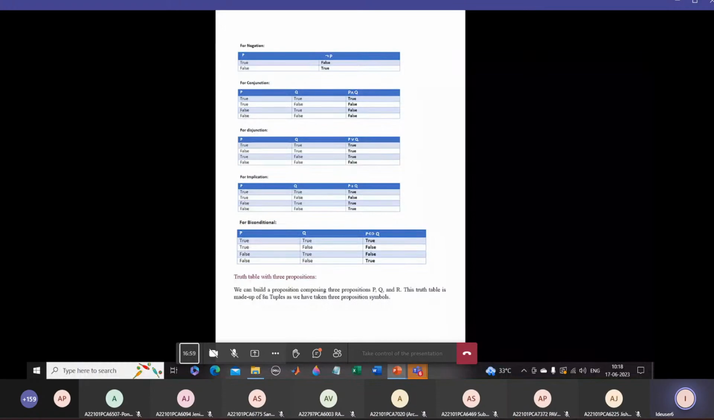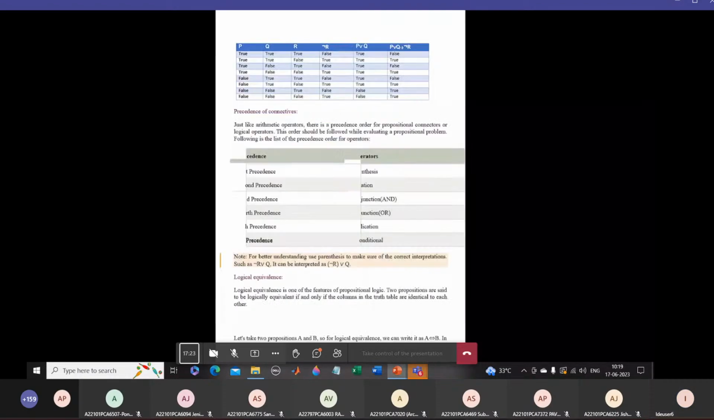And implication: according to the implication, P implies Q, whatever value Q has will be given as the output. You can see it here in the implication. And then biconditional: when both the values are the same, you get true, that is, if and only if both the values are equal.